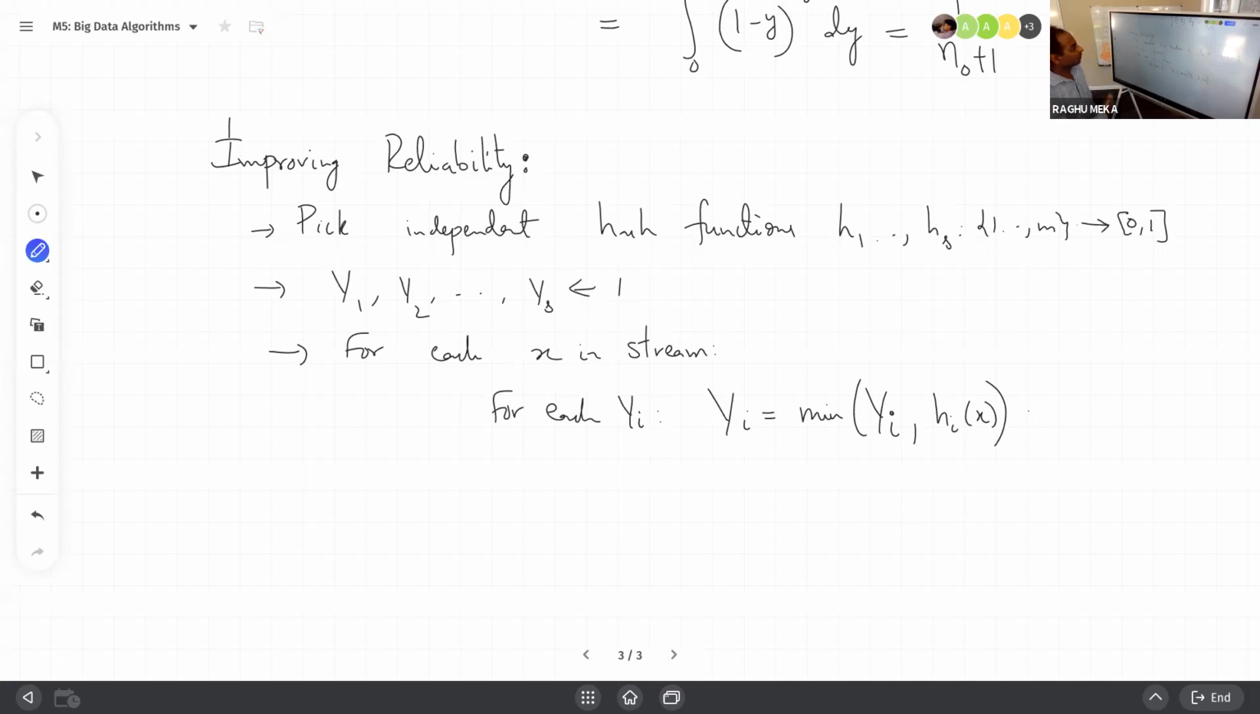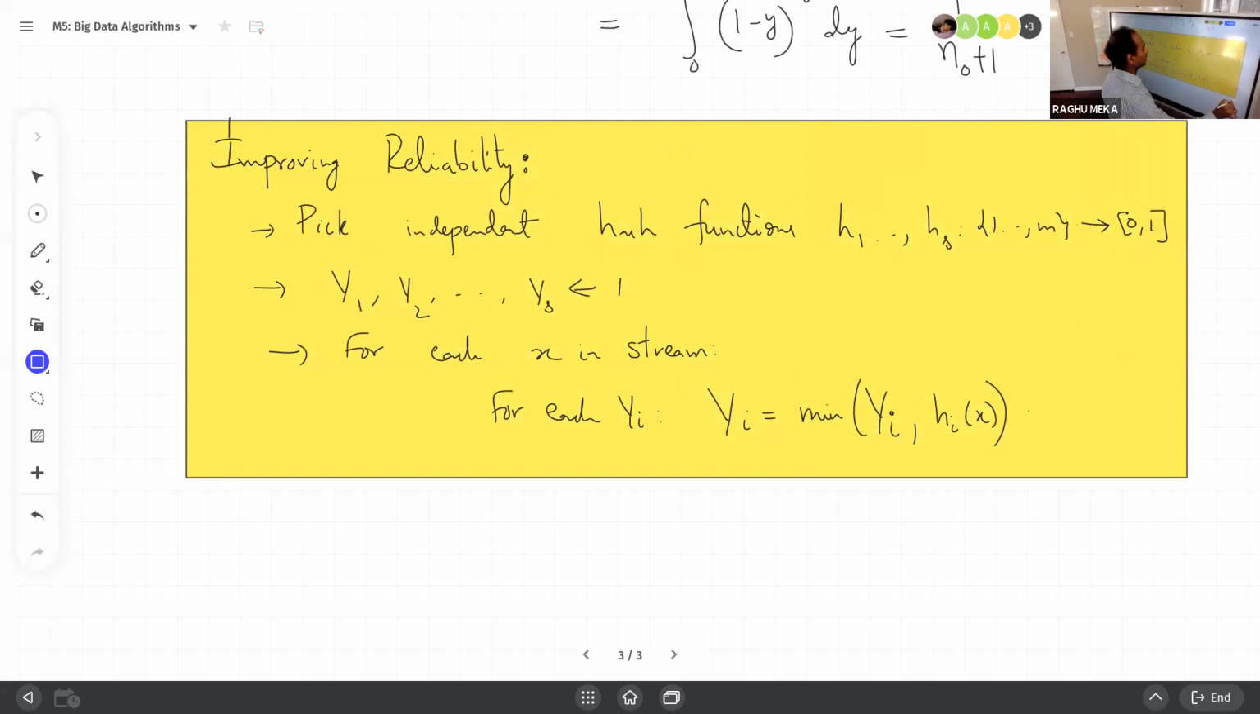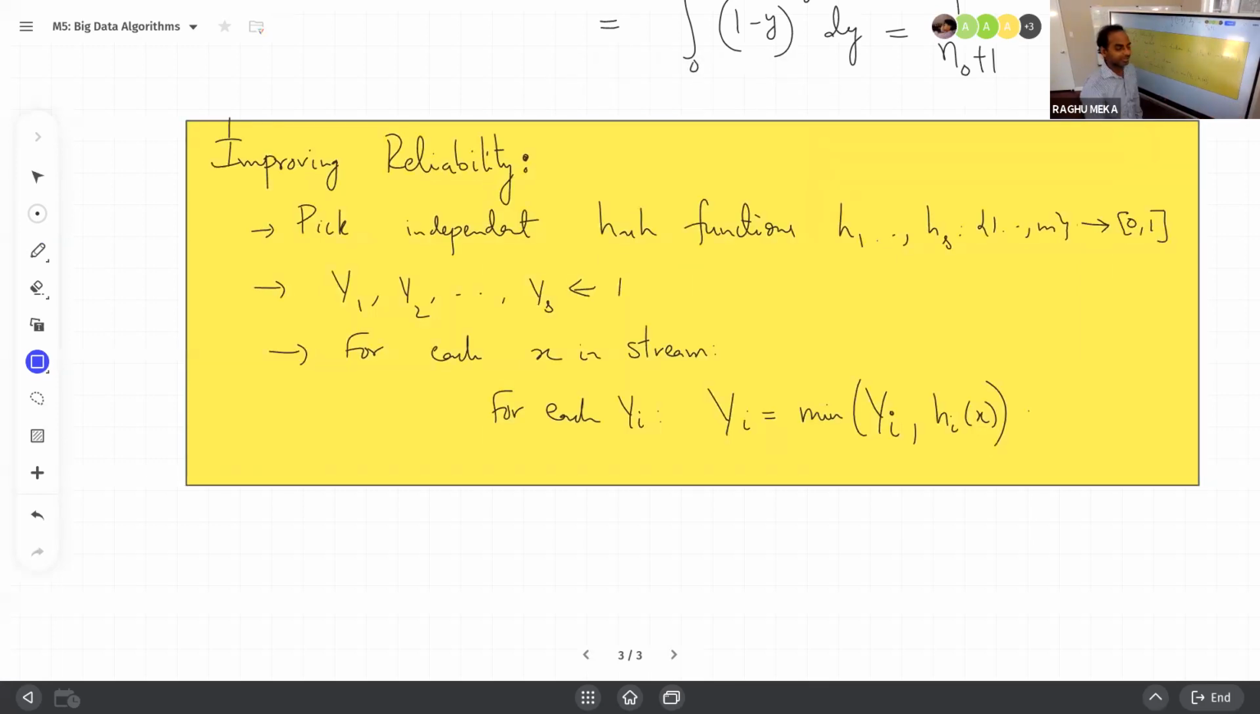Okay, so to improve the reliability, you can do the same trick as before, which is to run multiple copies, right? Make sense? But now there's one question: what should you answer at the end? How do you combine these multiple copies?